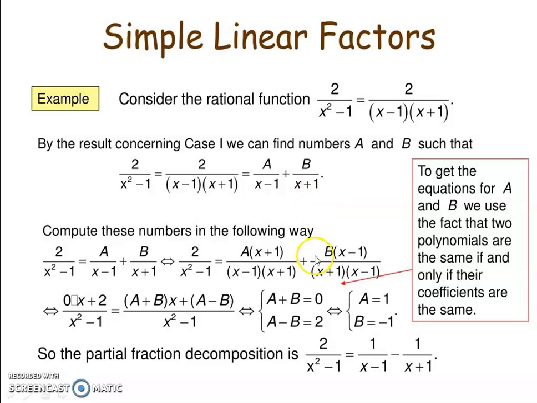Now we have to compute the capital A and capital B values. That's why we have to simplify the numerator and denominator, and we take the cross multiplication.